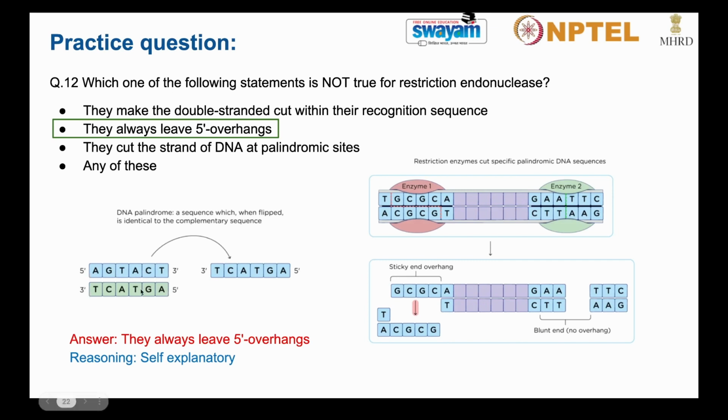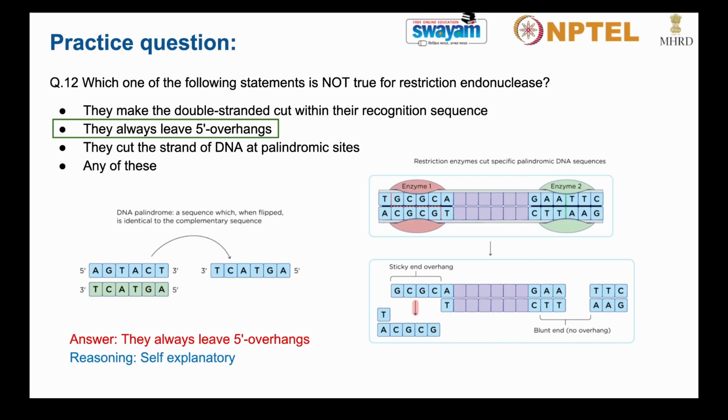So it means if you read it from here to here or from here to here, it will be exactly the same. And in this way restriction enzymes 1 and 2 are cleaving it. So both have different patterns of cleavage. One is producing sticky end overhangs and another one is producing blunt ends with no overhangs. So in this way option B is the correct option.